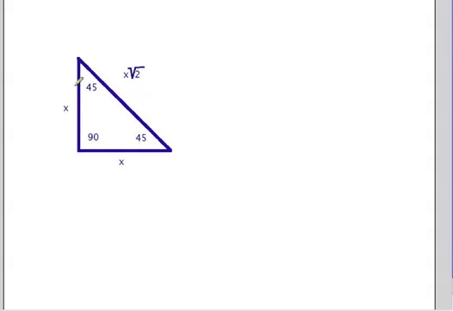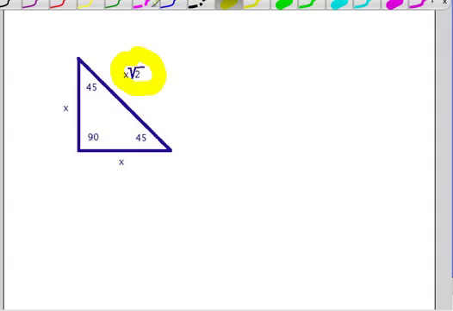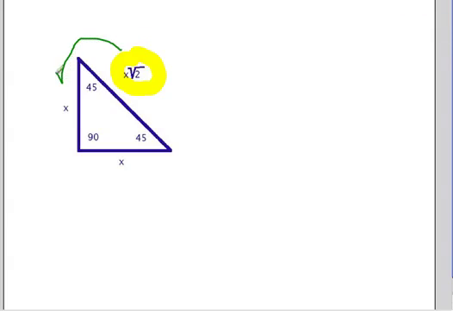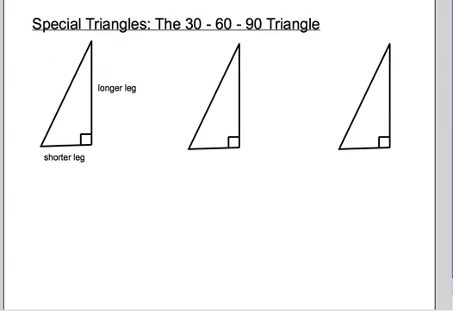Okay? And if you know the hypotenuse and you want to get the length of one of the sides, then you have to divide by root 2. Okay? So if you go that way, you divide by root 2. If you go this way, you multiply by root 2, which we're going to see in a couple of examples a bit later. Let's take a look at another type of special triangle.